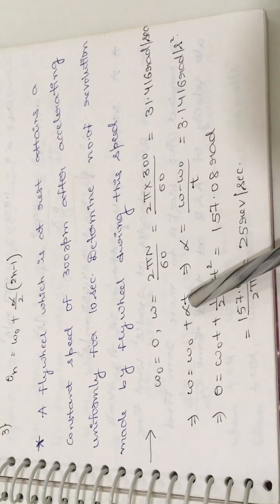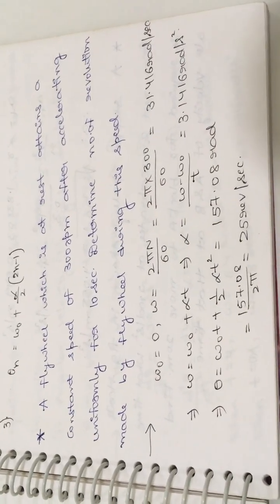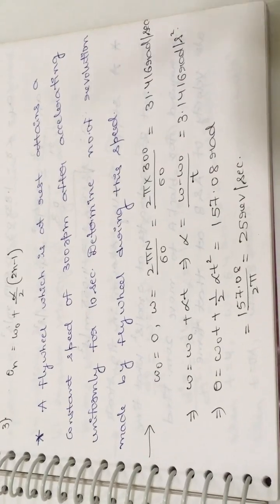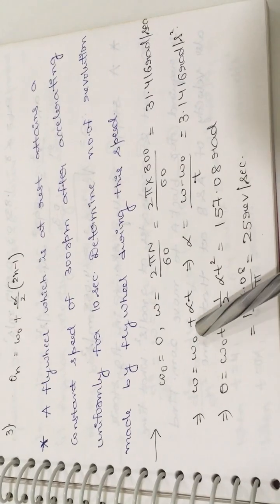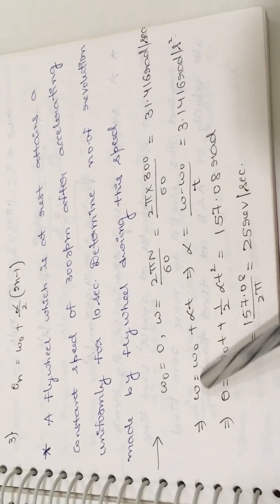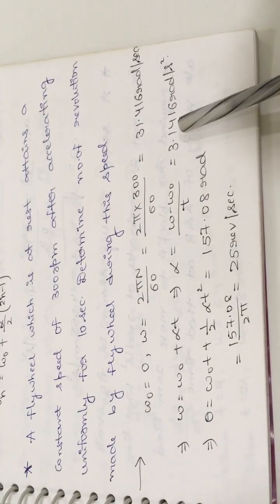Now according to the first formula, that is V is equal to U plus AT. Now change that formula in terms of the angular quantities. Then you will get the formula as omega is equal to omega naught plus alpha t. Now substitute all the values in this formula, you will get the alpha value.